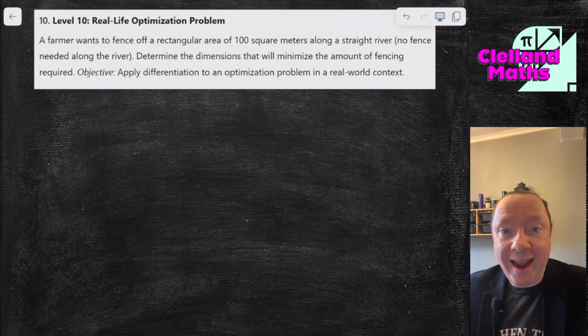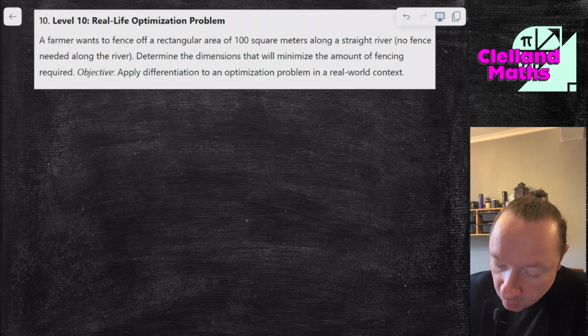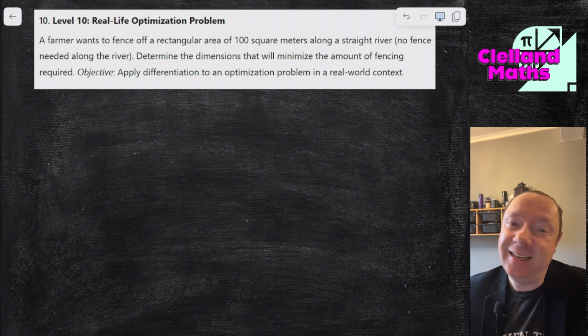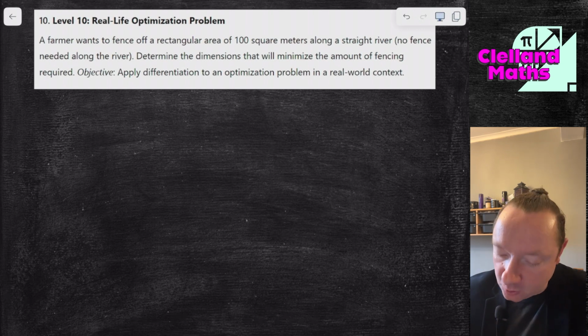Okay, level 10. Let's see what Chat GPT thinks of this one. A farmer wants to fence off a rectangle area of 100 square meters along a straight river. No fence needed along the river. Determine the dimensions that will minimize the amount of fencing required. Oh, it's optimization. Yeah, that's level 10 for most of us, isn't it?